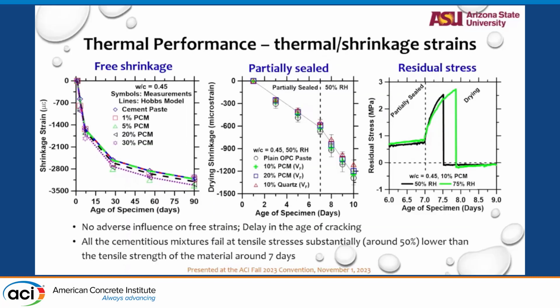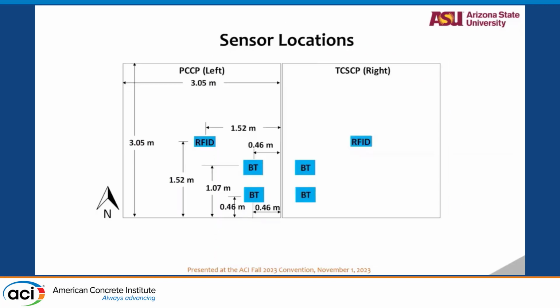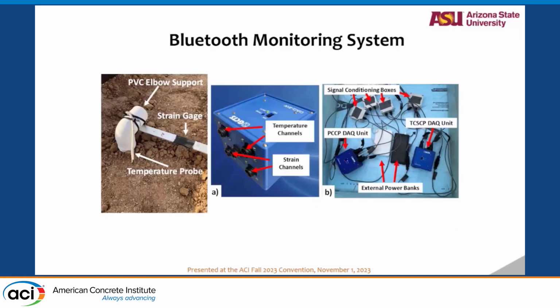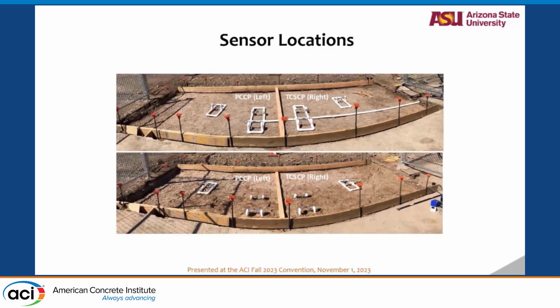So with all this laboratory experiment, we did an in-field casting. This is in Arizona. We did two different placements, with and without PCMs. We had temperature sensors and strain gauges embedded in the slabs. This is basically the data acquisition system. It's a Bluetooth based data acquisition system to get the temperature profile in the slab and the strains developed in the slab. This is again the same detailed image. So this was the site where the slabs were cast.